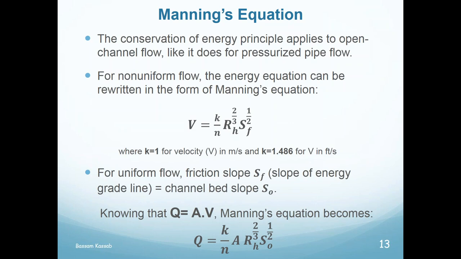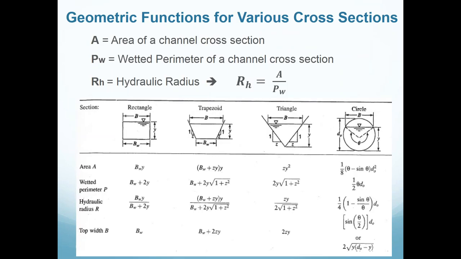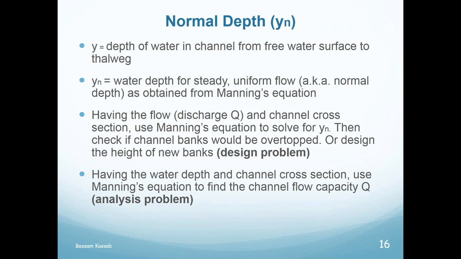But if the flow stays uniform for a while, the depth is going to be at that depth called the uniform depth. Some people call it YN, others call it Y0. In this webinar, I'm calling it YN, normal depth. So YN is the depth for steady uniform flow, and you obtain it from Manning's equation. When you have the discharge Q, the characteristics of the channel cross section, and the bed slope too, you can use Manning's equation to find YN. And after you find YN, if you are designing this channel, you say, well, okay, at uniform flow, my channel is going to flow at depth YN.